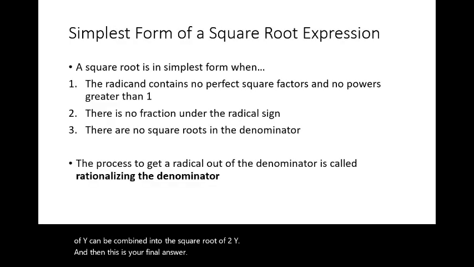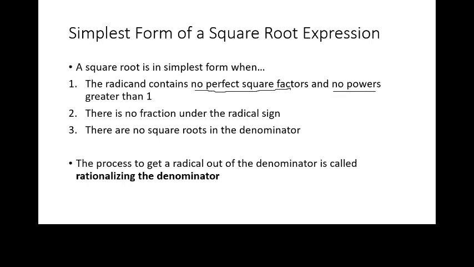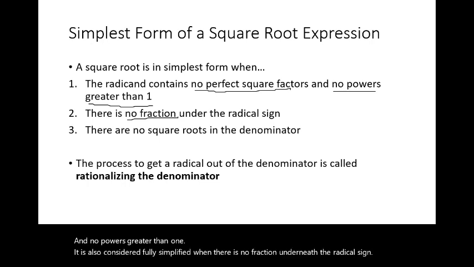Now, as far as simplifying square roots, there is what is called a simplest form of a square root expression. A square root is considered in simplest form when whatever's underneath the square root has no perfect square factors and no powers greater than 1. It is also considered fully simplified when there is no fraction underneath the radical sign. Also, in order to be in simplest form, there can be no square roots in the denominator.